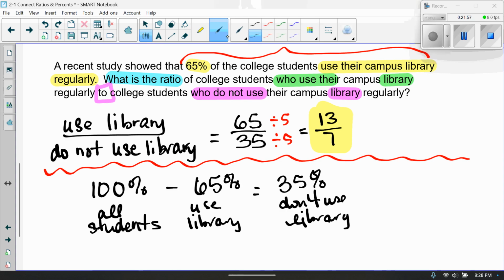And again, you can write it as a fraction. You can write it with words, 13 to 7, or you can write it with the colon, 13:7.